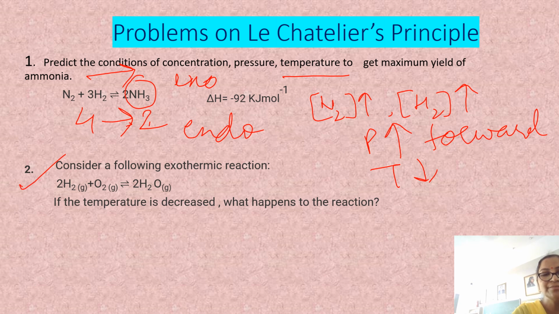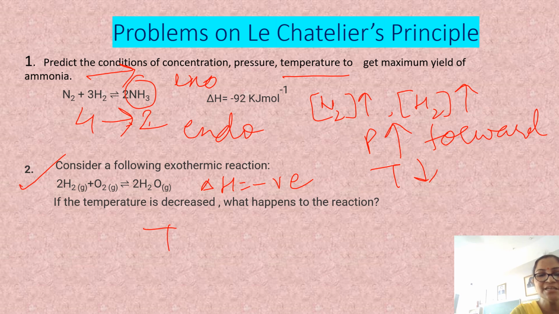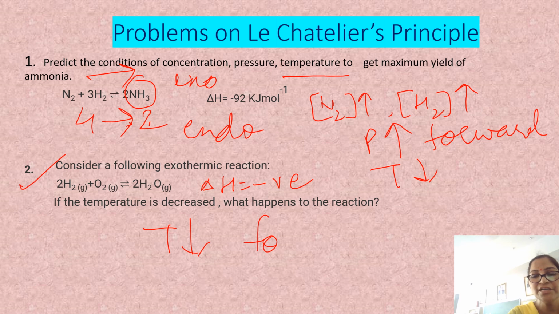Second problem: this reaction is exothermic, that is, delta H for the reaction is negative. If we decrease the temperature, then the equilibrium will shift in such a way as to increase the temperature of the reaction mixture. And how can the temperature be increased? If the reaction moves in the forward direction.